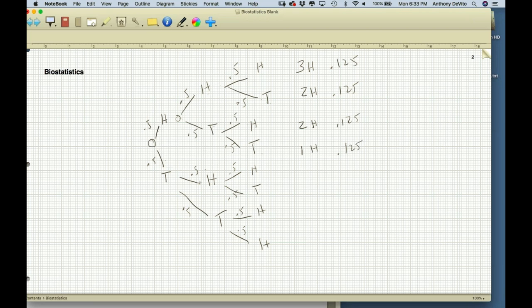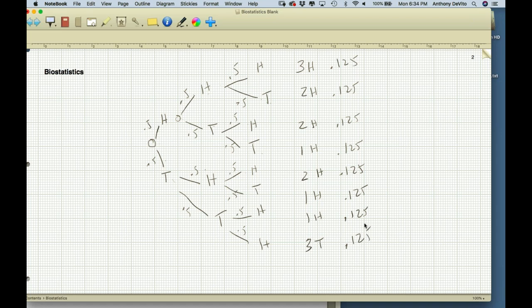Right. And now we're going to do the same thing in this direction, except this time we're going to go tails, heads, heads. So that's two heads, 0.125. Tails, heads, tails, that's one head, 0.125. Tails, tails, heads, that's one head, 0.125. And tails, tails, tails, that's no heads, that's three tails, 0.125.